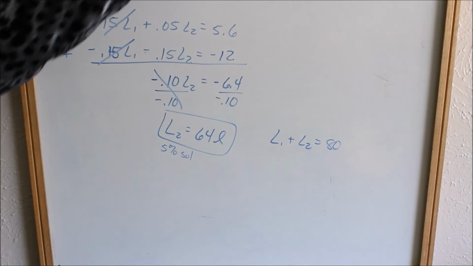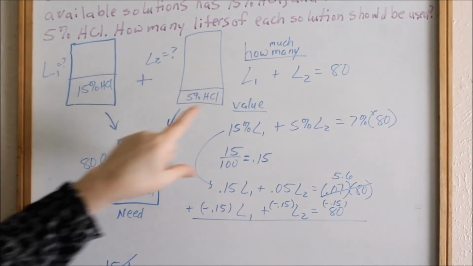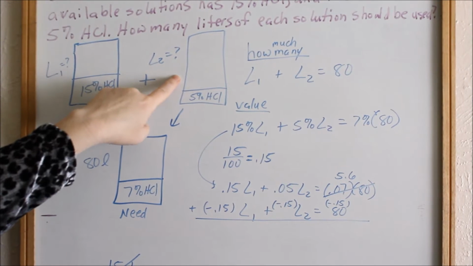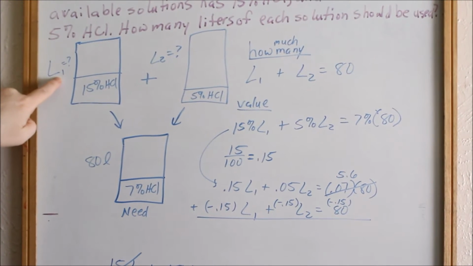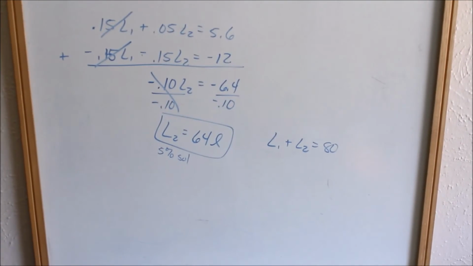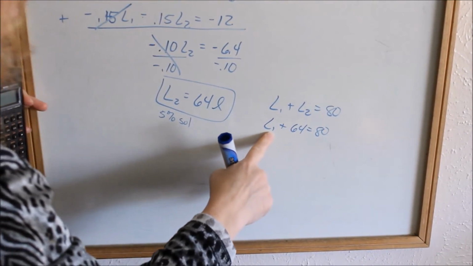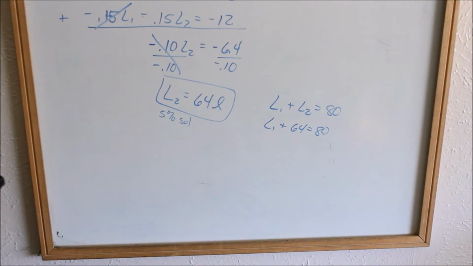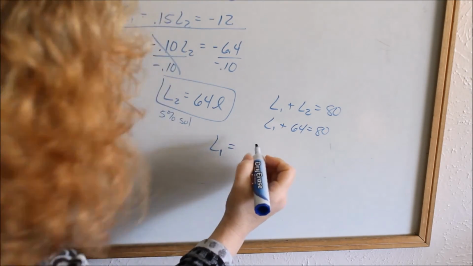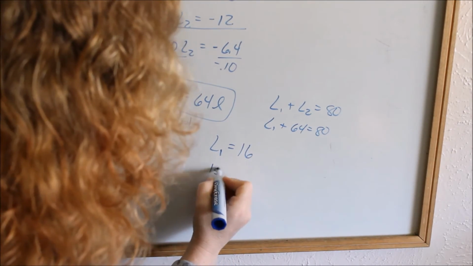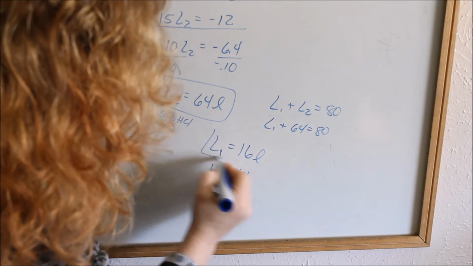Can you come back up to here? My original equation of how many was L1 plus L2 equals 80, because the idea was how many liters of this, so I just solved that I need 64 liters of this 5% solution. So now I can determine how many liters of this do I need to get 80 liters. So if I know that L2 is 64, then it's just a matter of solving for L1. Subtract your 64 over. And so that means that for the first solution, which was the 15% HCl, I need 16 liters of that.